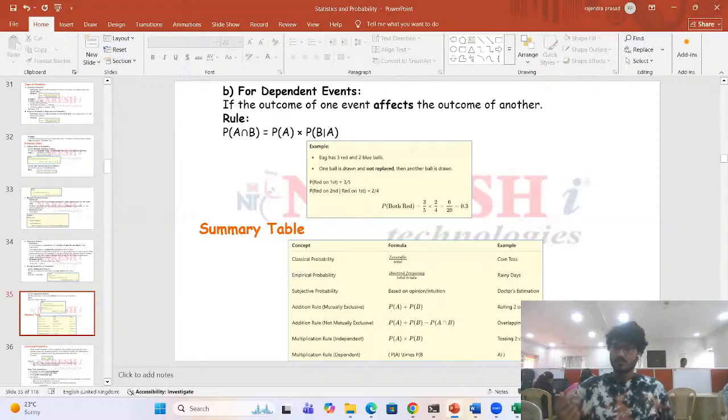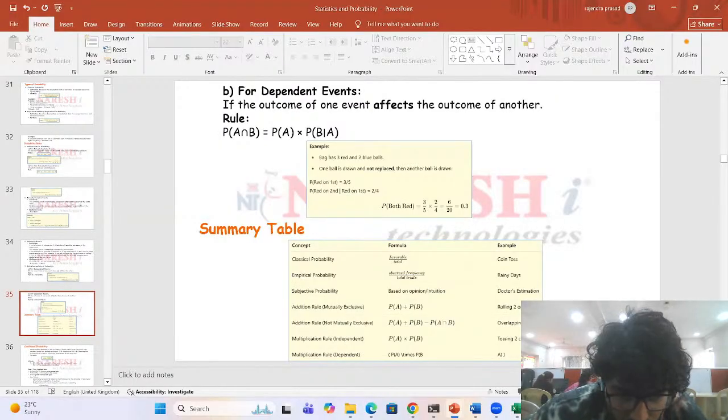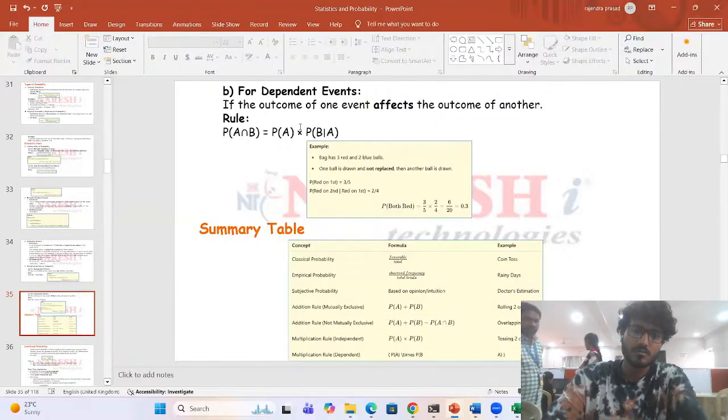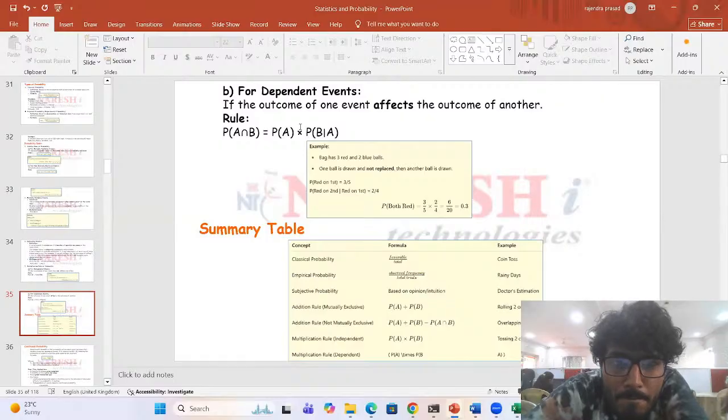How can we calculate the probabilities then? See, if the outcome of one event is affected by the outcome of another, then you say the events are dependent on each other. In that case, the probability of A and B happening together is equal to probability of A into probability of B by A. Probability of B by A. Sorry, probability of B.